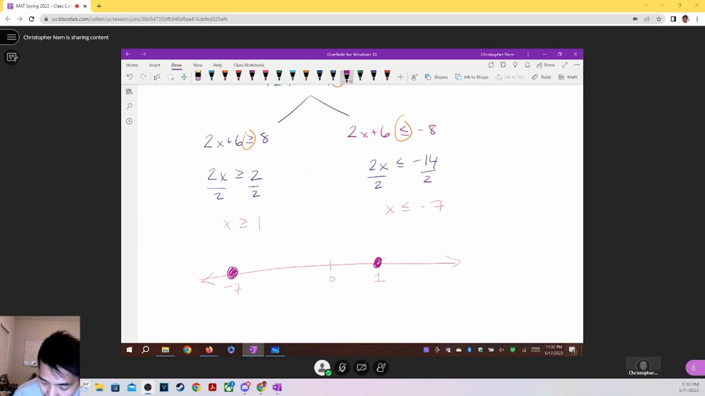That goes to the right side. So now I have the or symbol. And then x is less than or equal to negative 7. That's to the left side over here. So boom. So your solution is the interval negative infinity to negative 7 with a bracket and parenthesis, union bracket 1 to infinity.